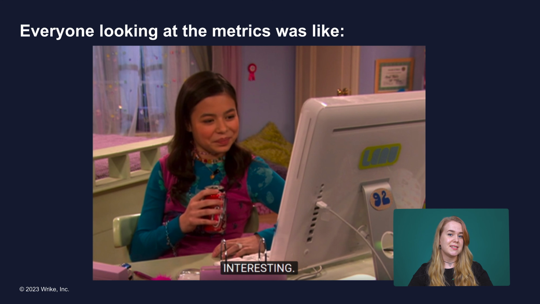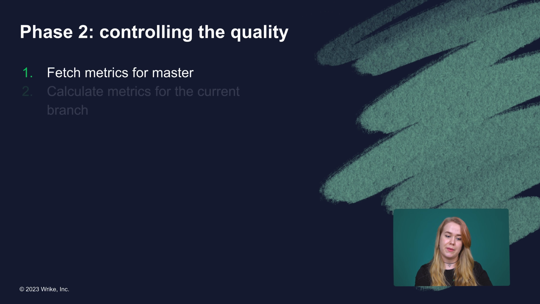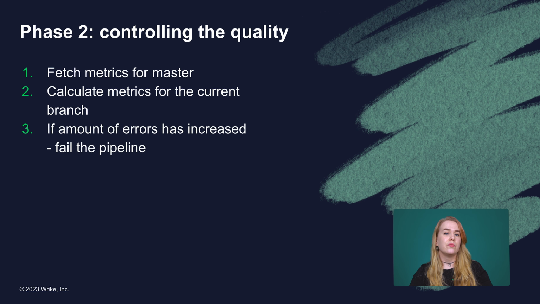And all is great, but we're not doing an important thing. We're not making sure our code does not degrade automatically. So this brings us to phase 2, controlling the quality. And the logic here is quite simple. We fetch metrics for the master, we calculate the metrics for the current branch, and then for every metric we compare the amount of errors, and if the amount of errors has increased, then we fail the pipeline.